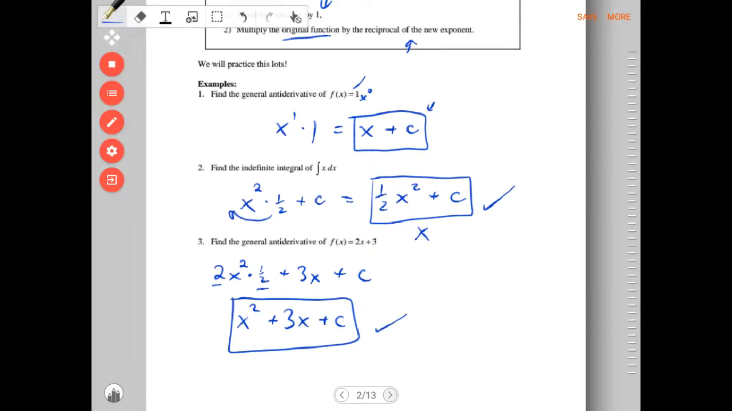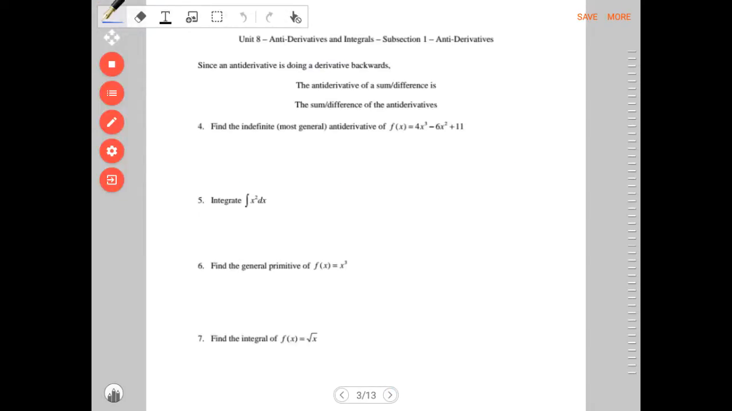Moving on. Since an antiderivative is doing a derivative backwards, the antiderivative of a sum or difference is the sum or difference of the antiderivatives. These are those derivative rules from before, and antiderivatives follow the same thing. So find this guy. We want f of x is that, the most general, so we could write capital F of x if we really wanted.